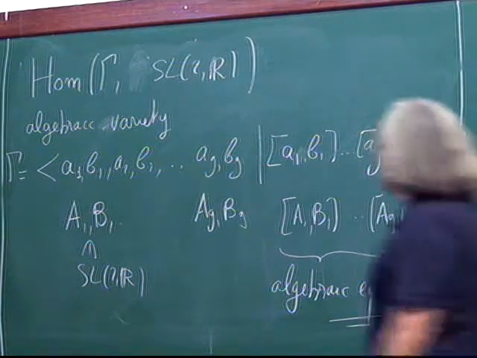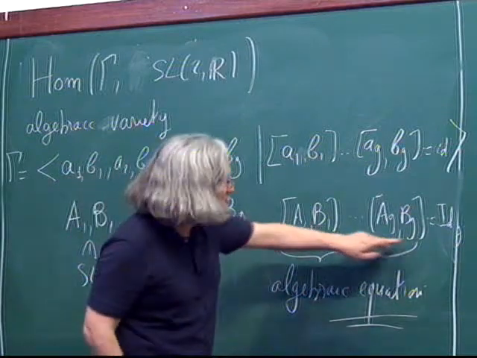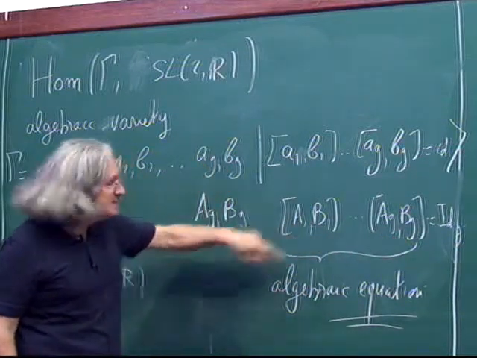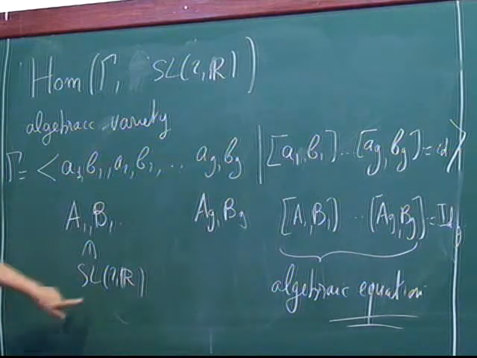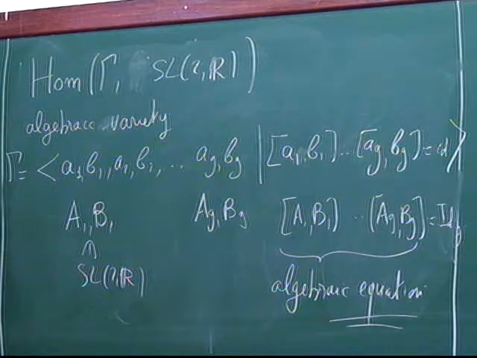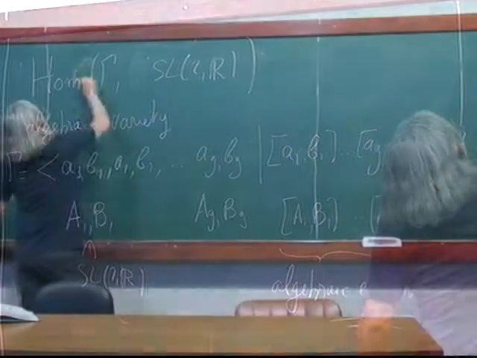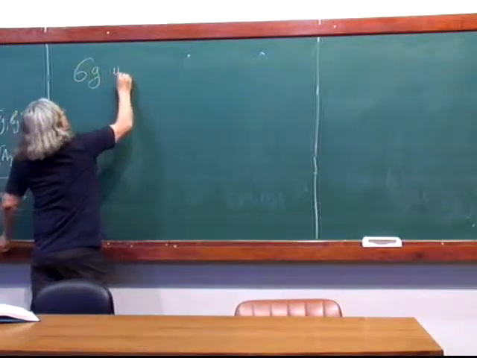Well, we could compute the dimension by just counting parameters. We have here 2G matrices. Each matrix is in SL2R. SL2R has dimension 3. So we have 6G unknowns.